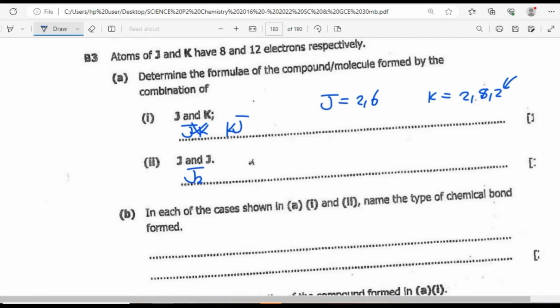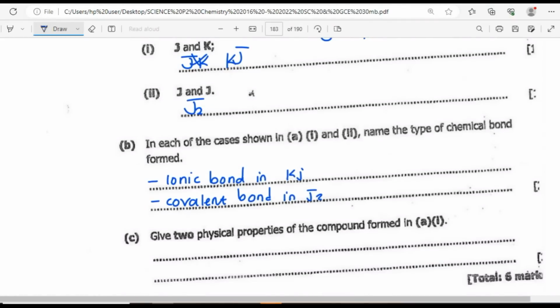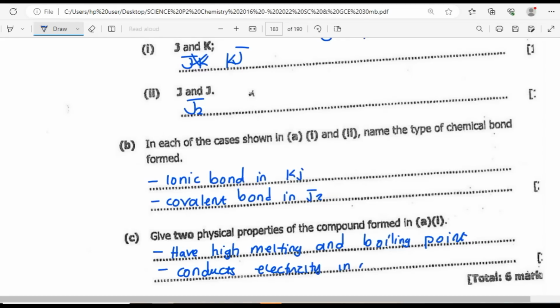In each of the cases shown, name the type of bonding found. So ionic bond in KJ, covalent bond in J2, or diatomic. Give 2 physical properties of the compound formed in A1. Have high melting and boiling point. Then it conducts electricity. These are just the ionic compound in molten state.